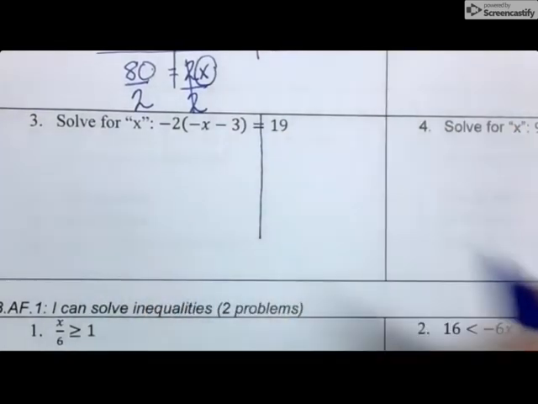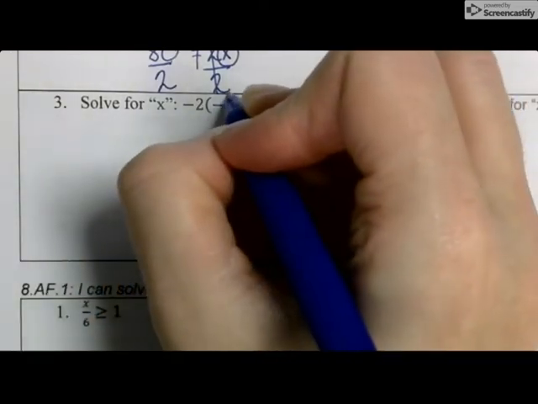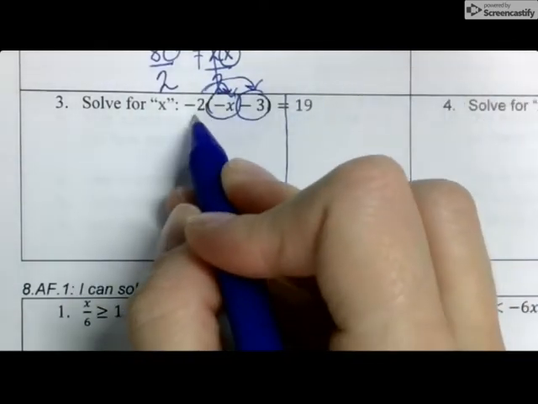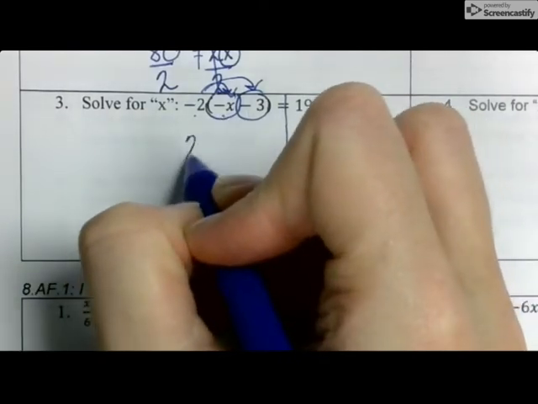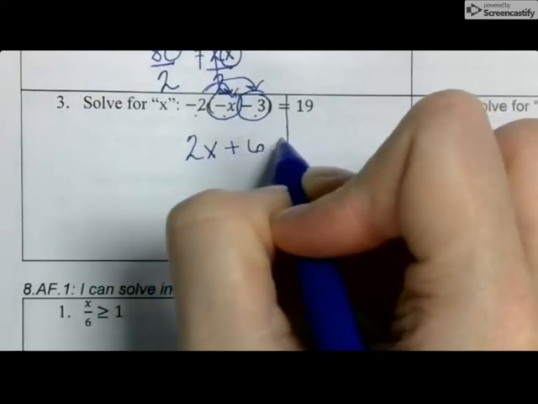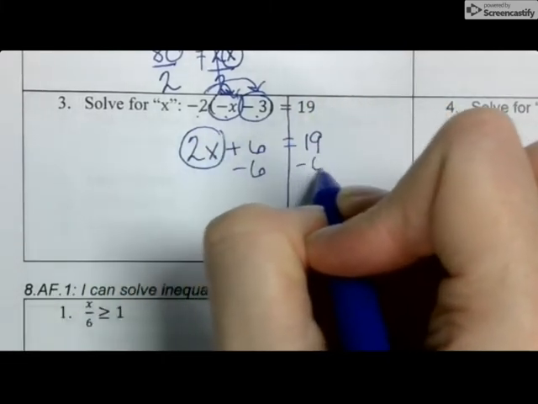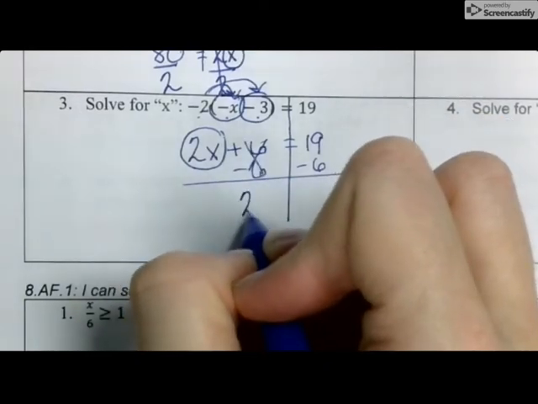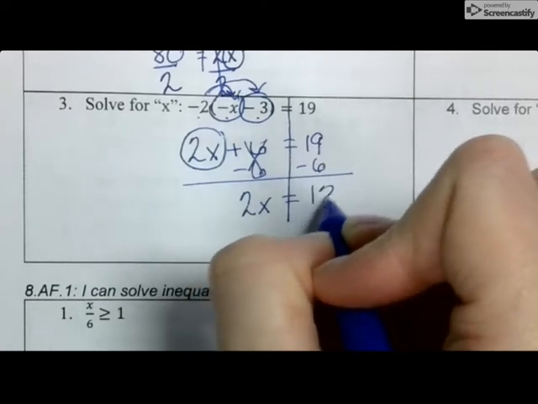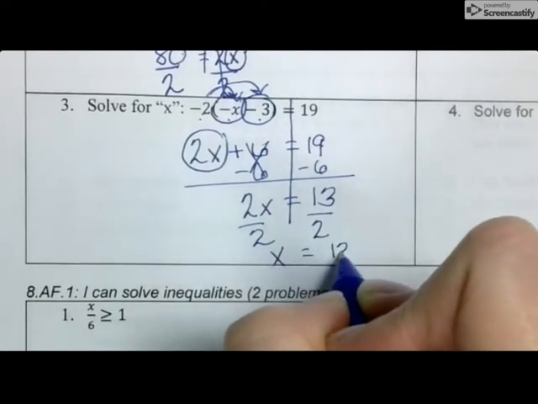I have my barrier. It's not easy to see what I need to get alone first. So I'm going to distribute. Negative 2 times negative x is positive 2x. Negative 2 times negative 3 is positive 6, and that equals 19. Now it's a lot easier, right? Minus 6 on both sides. 2x equals 19 minus 6 is 13, divided by 2. X equals 13 over 2.